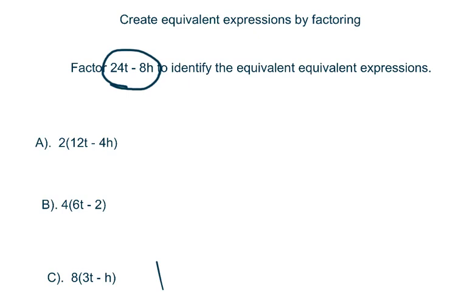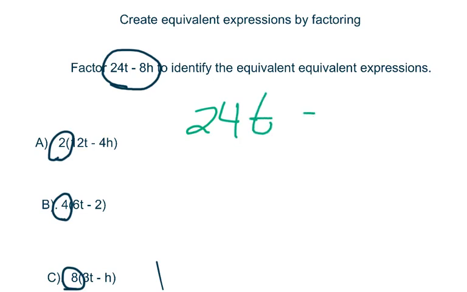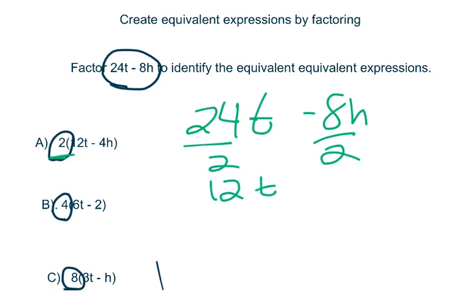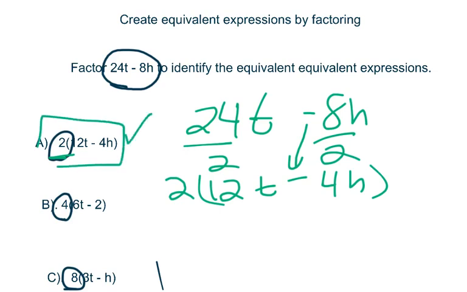So to do that, the key is to look at the number in front. And that is the number that we're going to reduce this by and see if it gives us the same thing on the inside. So let's look at the first one. We have 24t minus 8h. And since the number out front is a 2, we're going to divide both of these by 2. And so if we divide this by 2, that gives us 12t. And if we divide this by 2, it gives us 4h. We bring down the negative and we put the 2 out front. And so, did that give us the same thing here? Yes, it did.